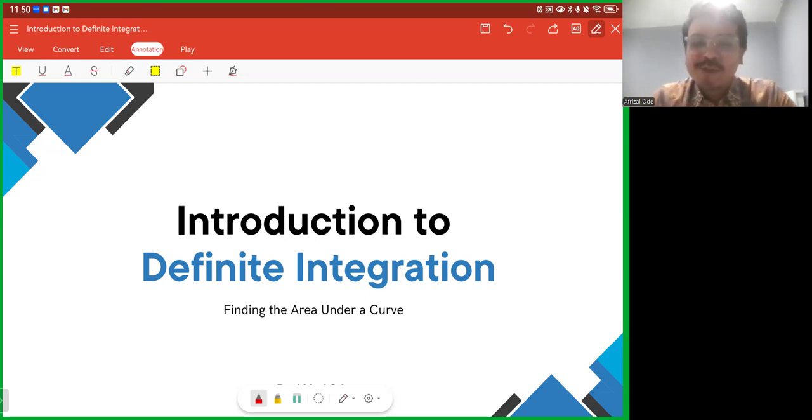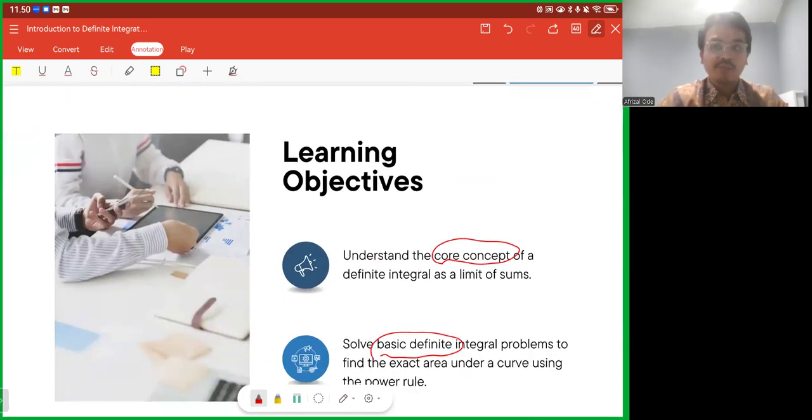All right, guys. Today we are gonna unlock a powerful tool in calculus, which is a definite integral. Before we jump into any formula, I'm gonna explain a little bit about our objective today. The first one is we are gonna understand the core concept of a definite integral as a limit of sums, and the second one, we need to solve basic definite integral problems to find the exact area under the curve. We're gonna learn this in today's session.